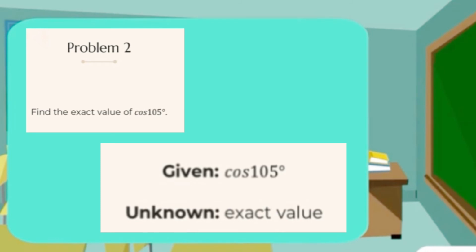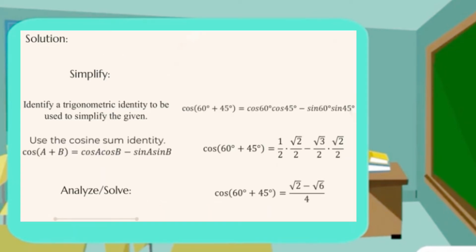Problem number 2. Find the exact value of cosine 105 degrees. Given: cosine 105 degrees, and the unknown is the exact value. Solution. To simplify, identify a trigonometric identity to be used to simplify the given. Cosine of 60 degrees plus 45 degrees is equal to cosine 60 degrees cosine 45 degrees minus sine 60 degrees sine 45 degrees. This is the cosine sum identity: cosine A plus B is equal to cosine A cosine B minus sine A sine B.